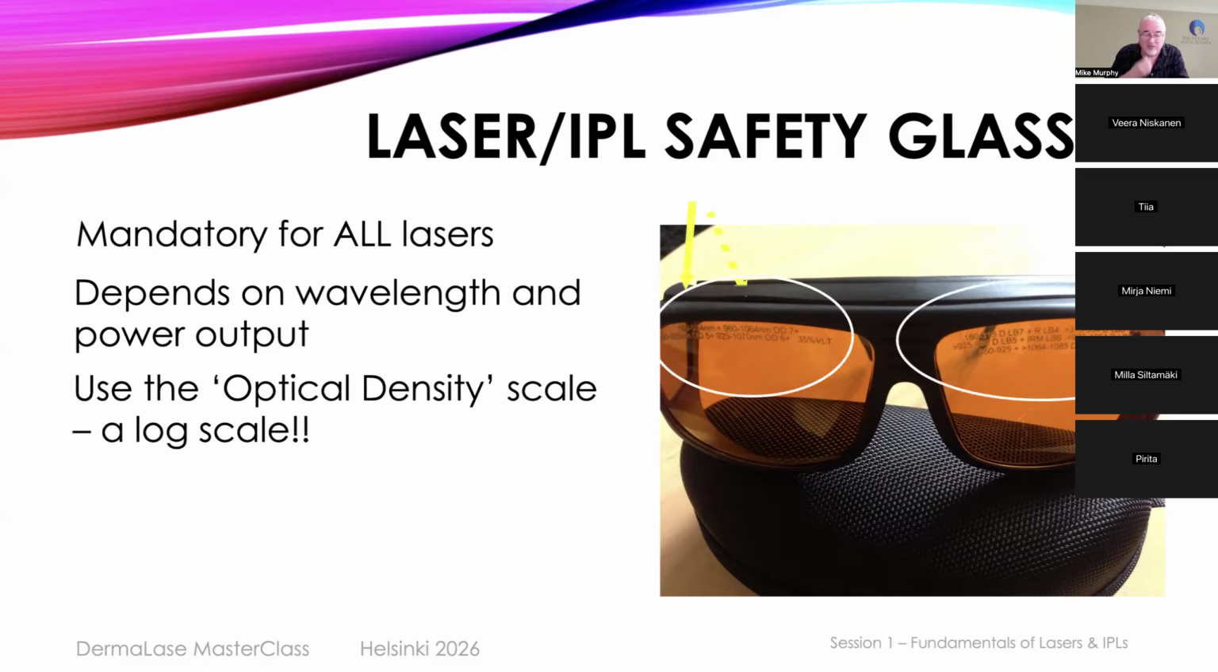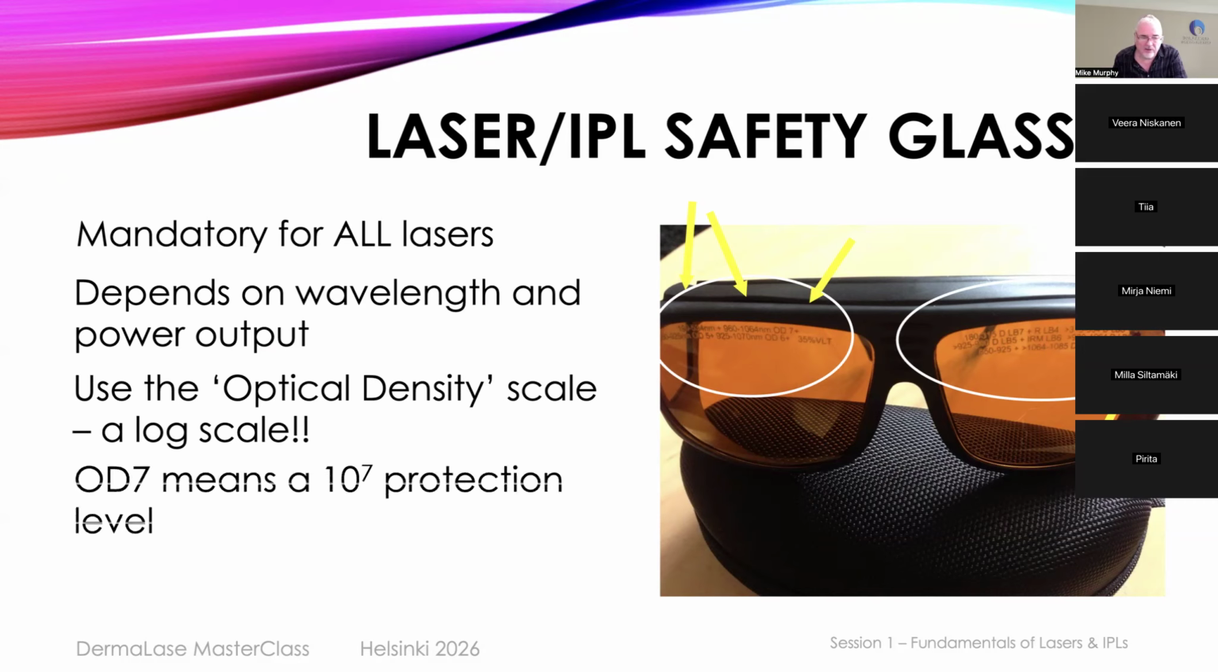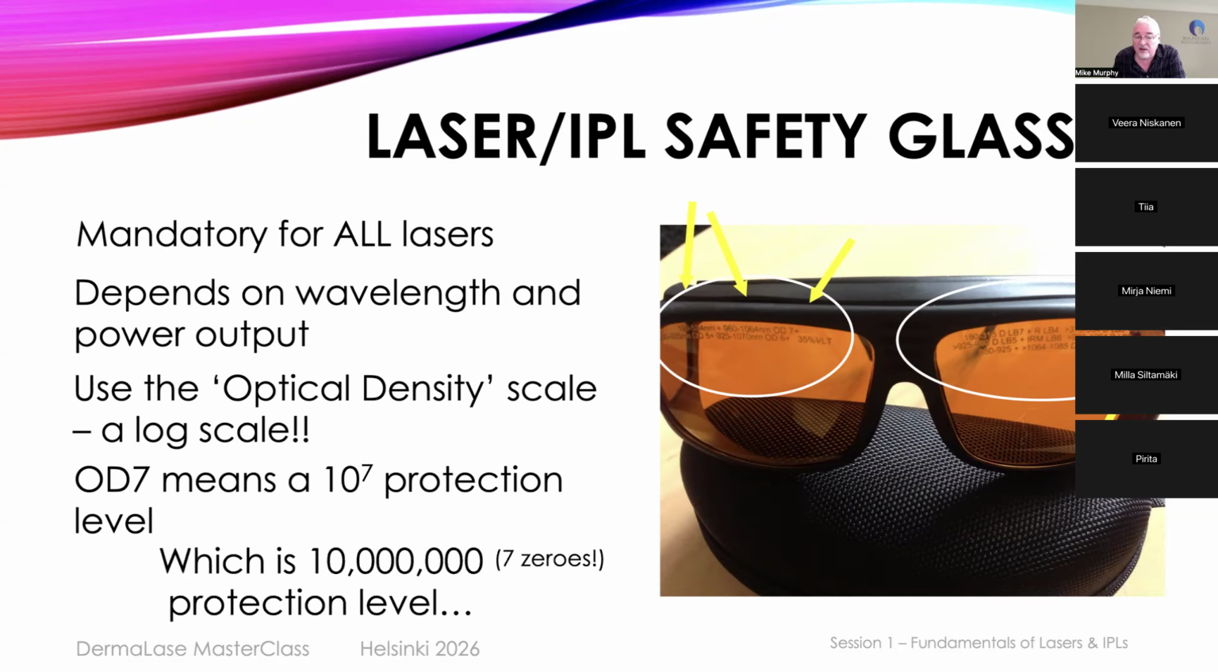We use something called the optical density scale, which is how thick the glass is to particular wavelengths. And you'll see on the glasses or on the frames all these numbers and letters, and they tell you exactly the optical density and wavelengths and all the rest of it. An OD, optical density of 7, means it's got a 10 raised to the power 7 protection level. In other words, 10 million protection level just for that wavelength, though.